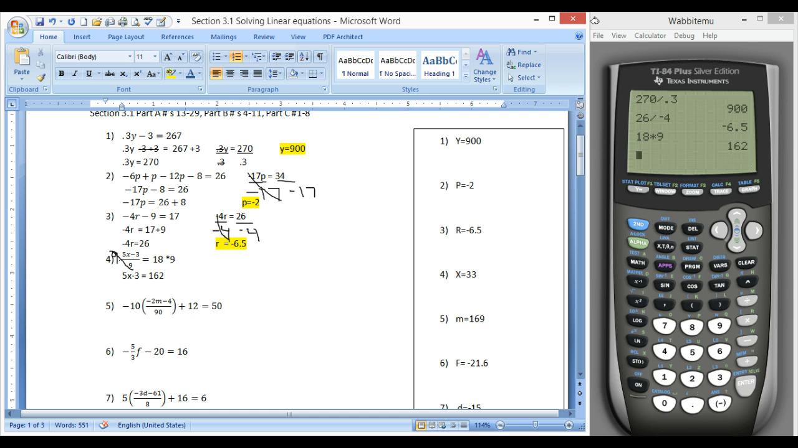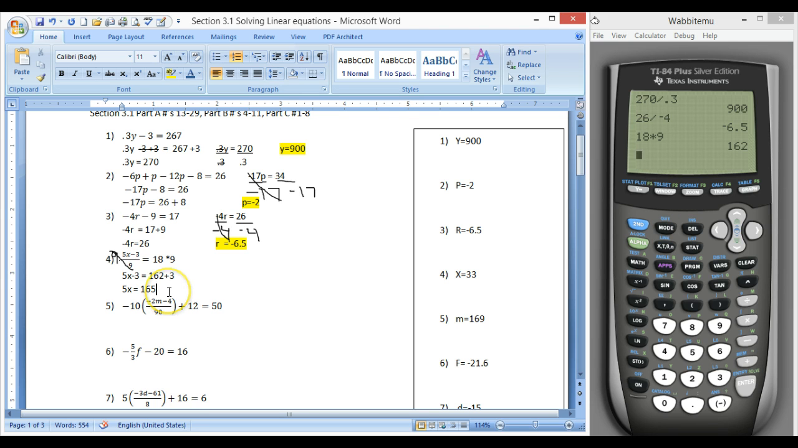Now my equation looks very similar to the first 2 examples, so I need to get rid of the 3 first by adding 3. So my next step will be 5x. I'm going to be adding 3, so I know that it is canceled out on the left hand side. Add my 3 to this side. I'm going to show that I add 3, which gives me 165.